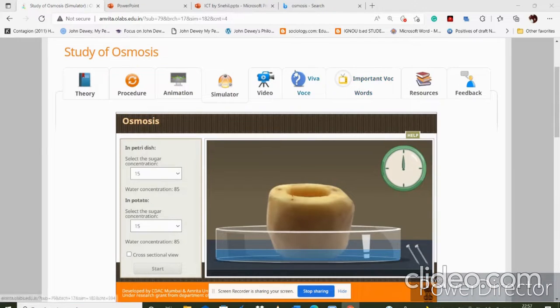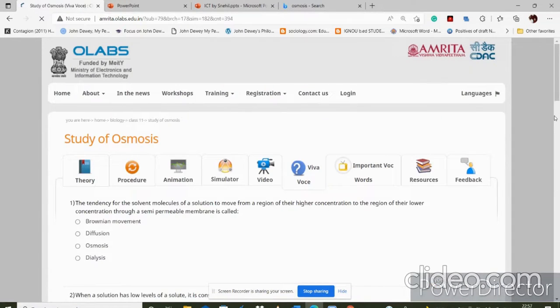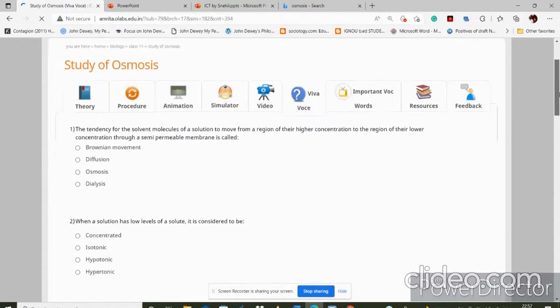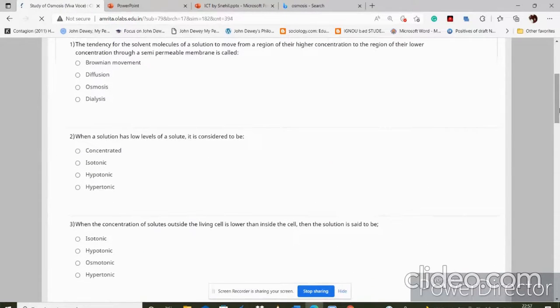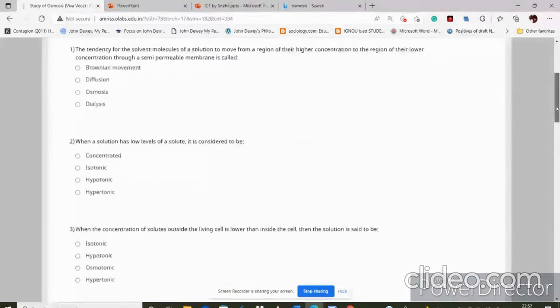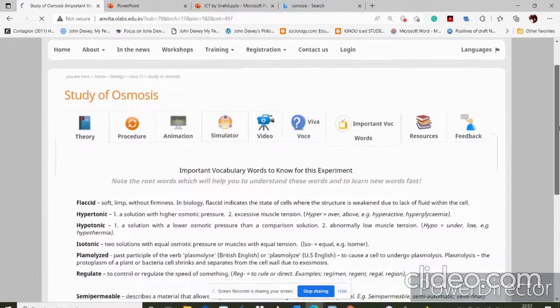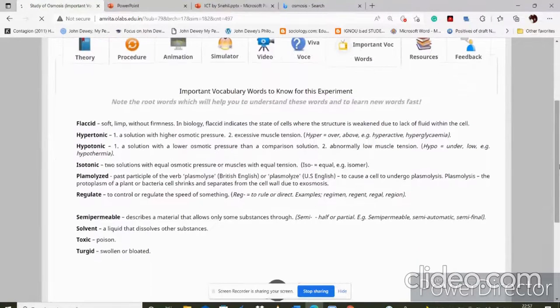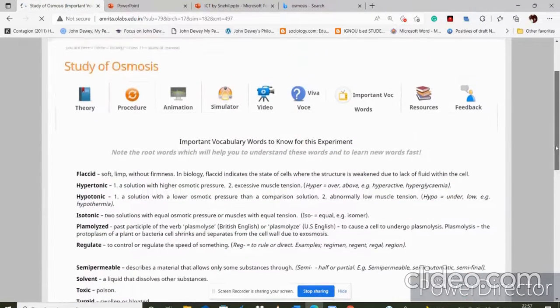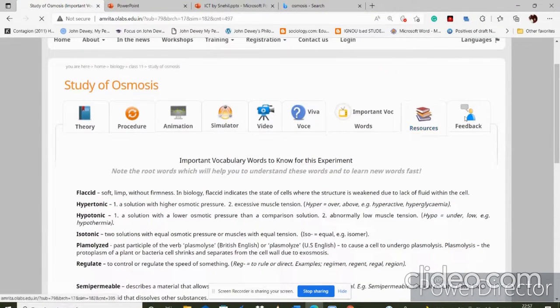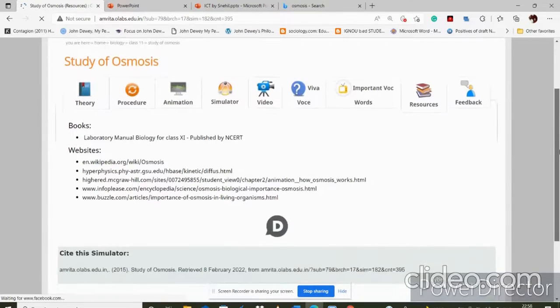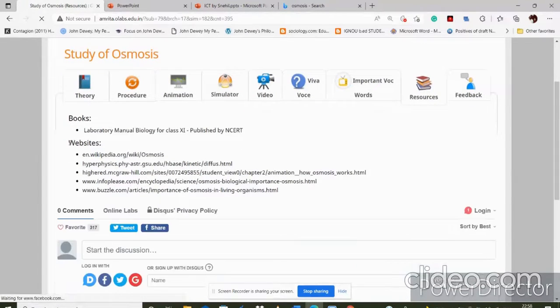The next section here is Viva. In this, children can do self-assessment. They can solve these MCQs which are based on the potato osmometer. The next section is vocabulary. They provide definitions or explanations of some important words. Then they provide resources for extended learning. These are some links for websites and books. And lastly, they ask for feedback.